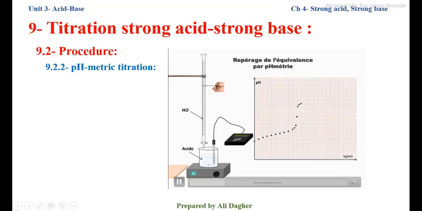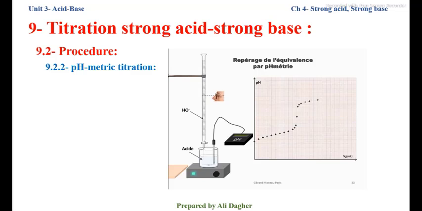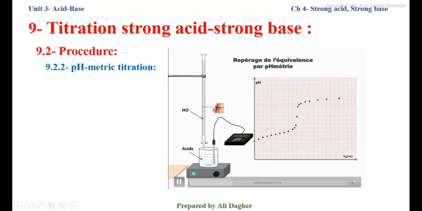This is the jump of pH. After that, the pH increases slowly again, till the end of the titration.